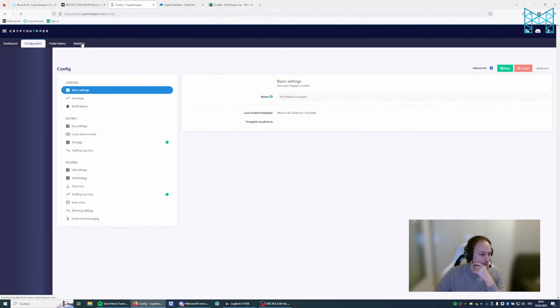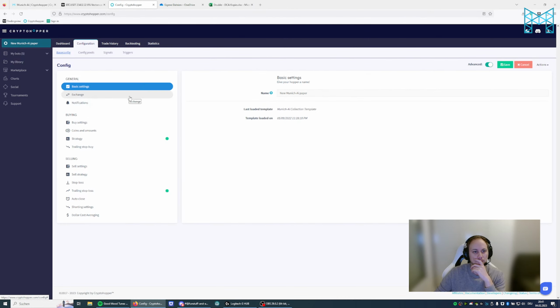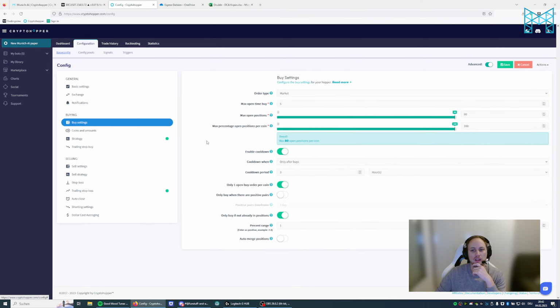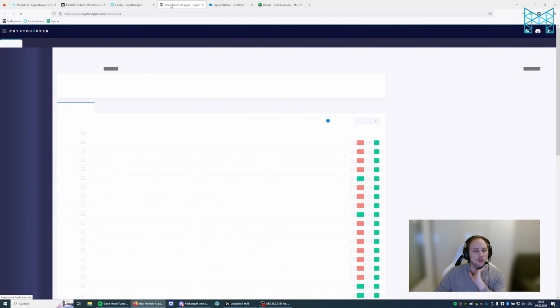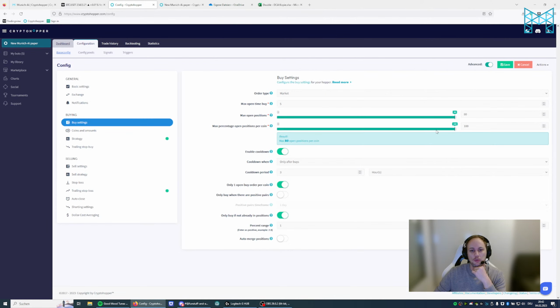So maybe I can also walk through the settings a bit, just for the beginners. Basically, in Crypto Hopper we have just the basic settings, the name, then the exchange, and the most important are the buy settings. I'm setting max open positions to 80 and max open positions per coin. This means how often can I buy Bitcoin? How often can I have Bitcoin in my dashboard? Here, for example, I'm now allowing 100 positions of each coin.